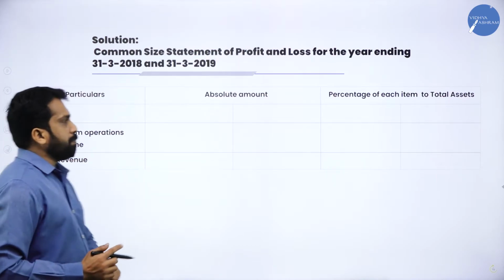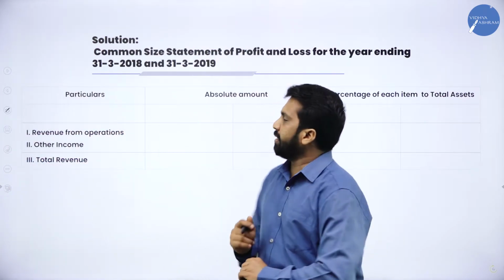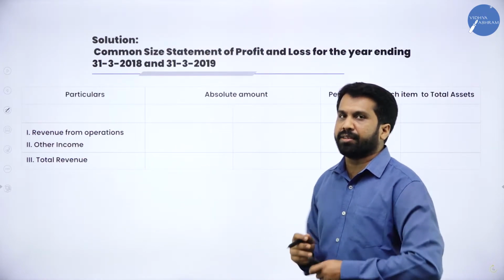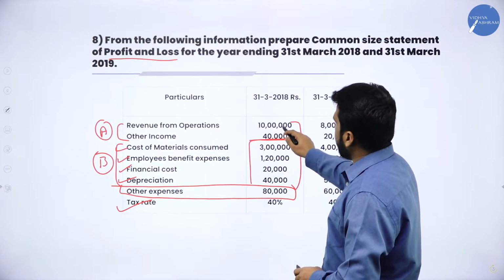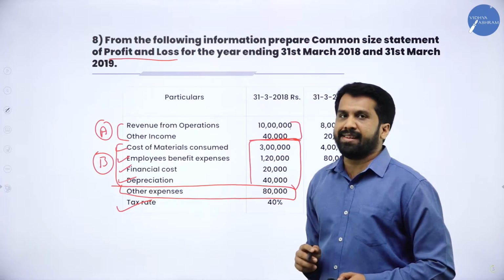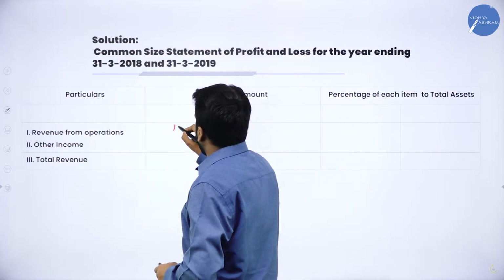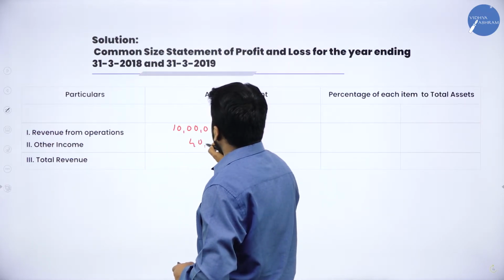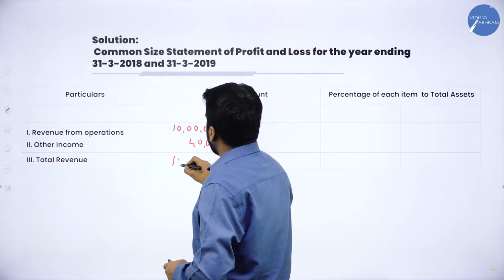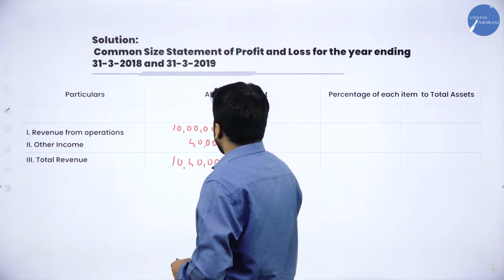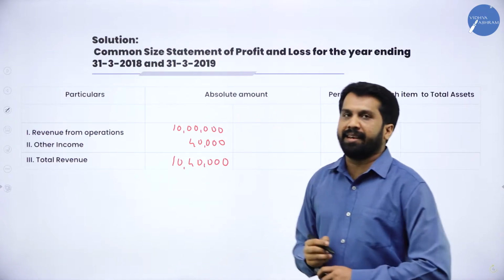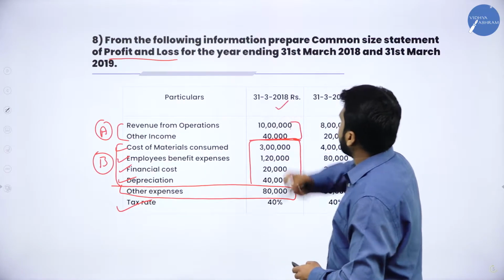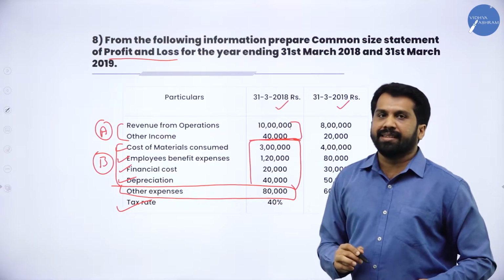Now, we are in part A. How to do part A? Under this, revenue from operation and other income. I'll go back to your question. Revenue from operation 10 lakh, other income 40,000. Total how much? 10 lakh 40,000. This is your part A. So we have done for which year? We have done for 2018.